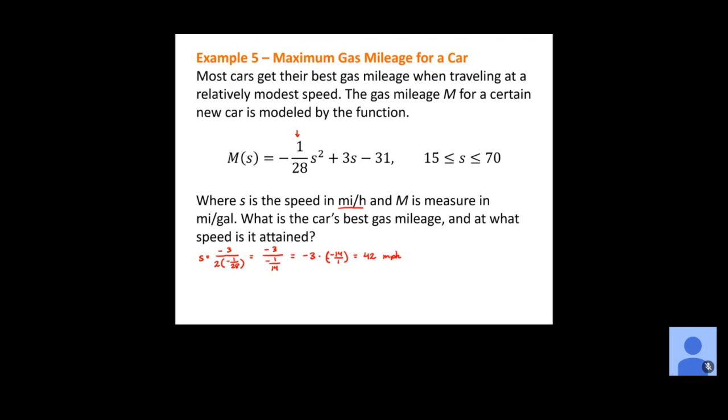Now, to find the actual gas mileage that we would get, now we need to substitute that S value back into our function. So we're looking for M of 42. I'm going to have negative 1 over 28 times 42 squared plus 3 times 42 minus 31. Okay. Now, at that point, I would just go to a calculator, because I'm not going to try to square 42 in my head. And so if you were to put all of that in there, we should get 32. That's that value.